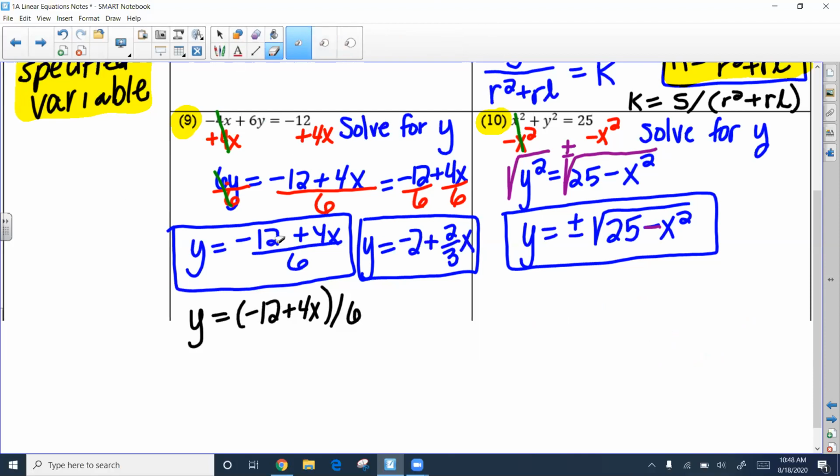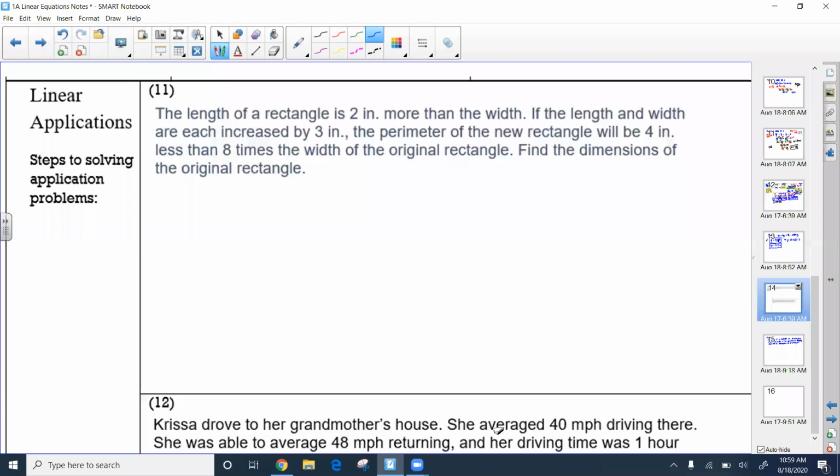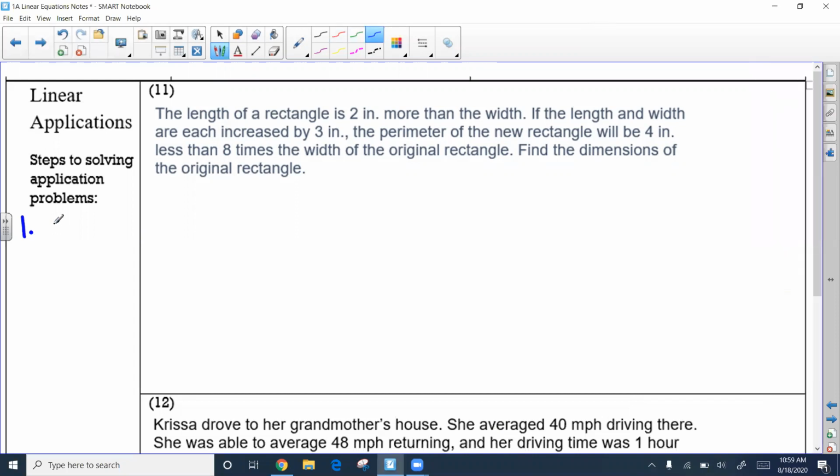Before we finish the notes, we're going to try a practice problem. So our steps to solving application problems. The first thing we want to do, even though this is obvious, some people still try to skip it over or do it too fast. The first thing we want to do is read the problem. So make sure you read it before you try to write any equations or do anything else. Just make sure you read the whole problem. So step one, read.